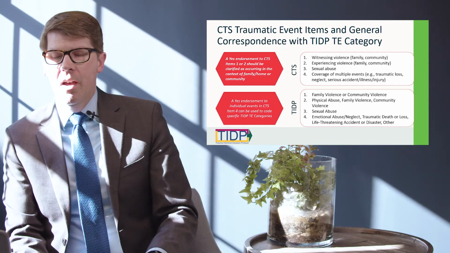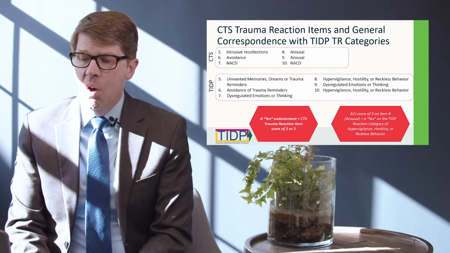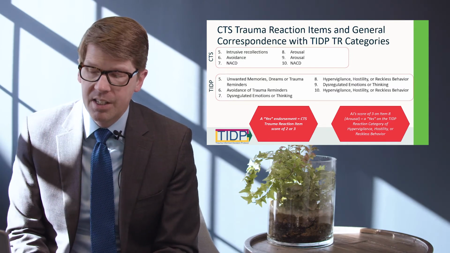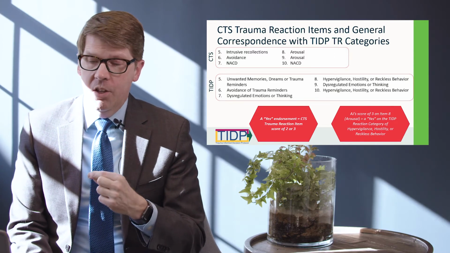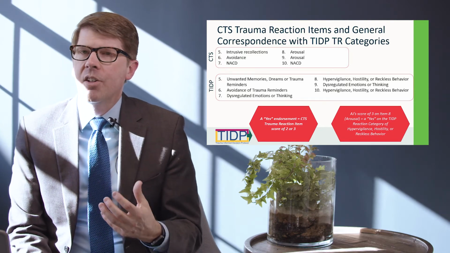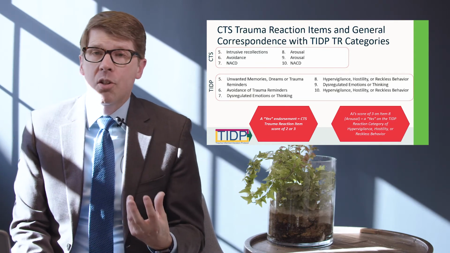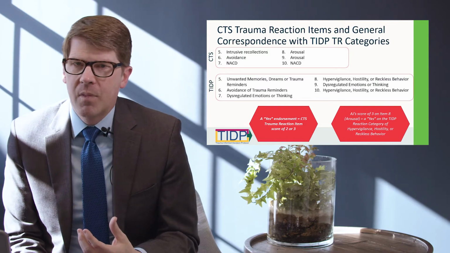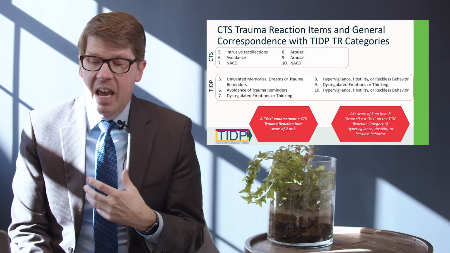Now we move on to the trauma reaction section, where we know that this is items 5 through 10 on the CTS, and all of those items correspond to different types of trauma reactions. For example, item 5 is a good example of intrusive recollections. Item 6 is that internal or external avoidance trauma reaction. Item number 7 reflects what we call negative alterations in cognitions and mood.